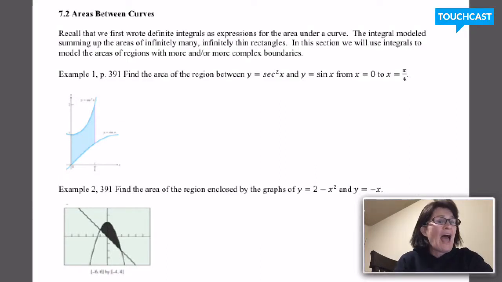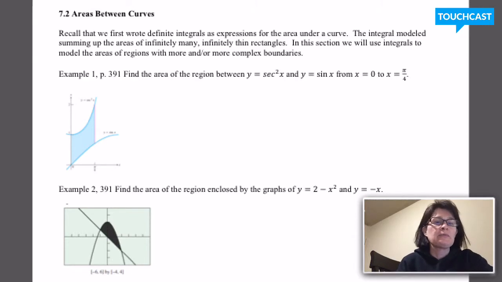Chapter 7 is applications of integrals. One of the most common applications of integration is finding area between two curves. We've already seen the definite integral as the area under a certain curve. Now we're just going to use integrals to model areas of more complex regions.